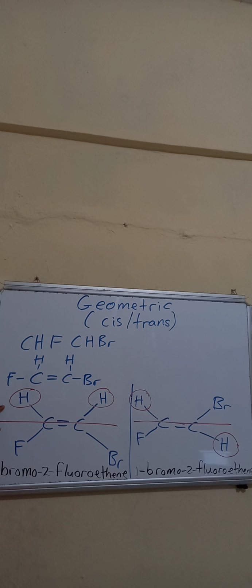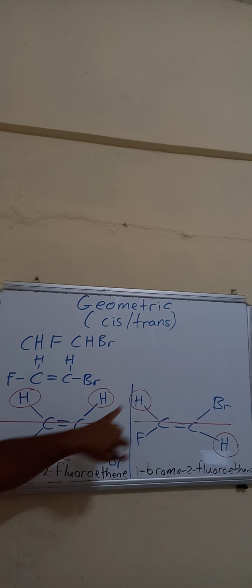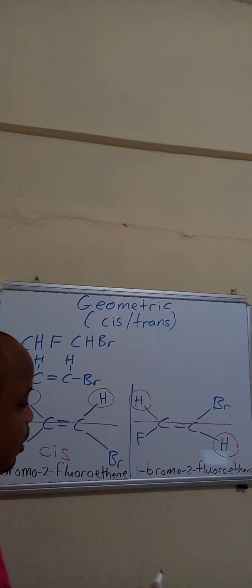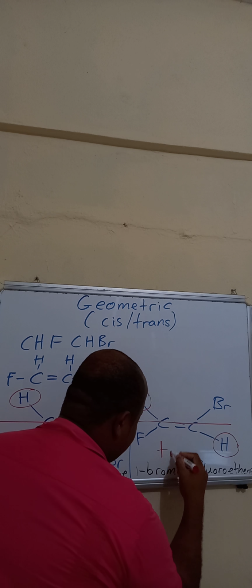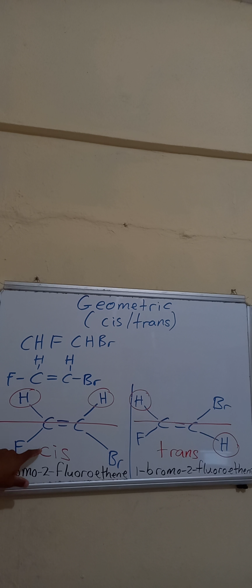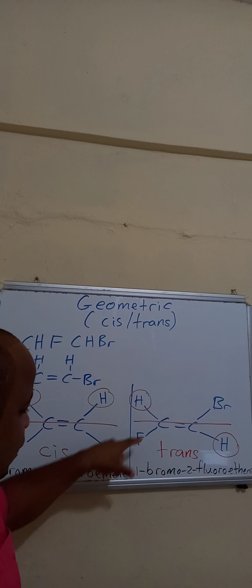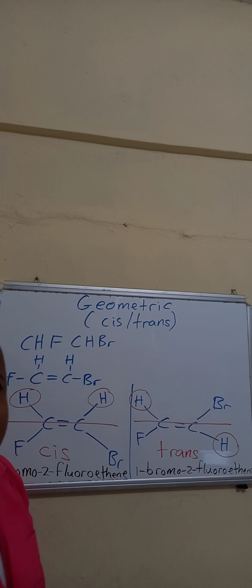When they're on the same side of the double bond, then we say it is cis. When they are on opposite sides of the double bond, we say it is trans. So this would be cis-1-bromo-2-fluoroethene, and this would be trans-1-bromo-2-fluoroethene.